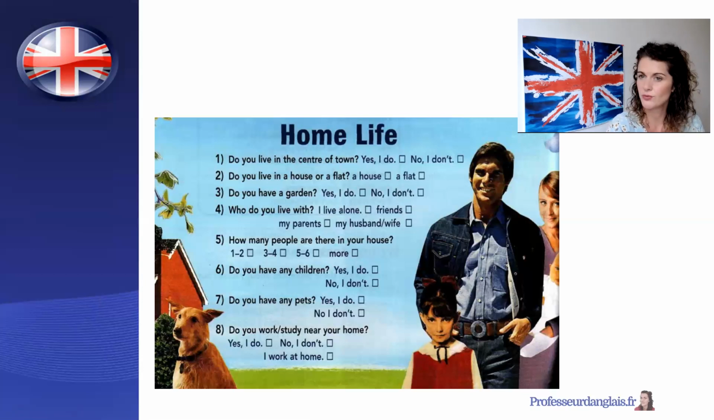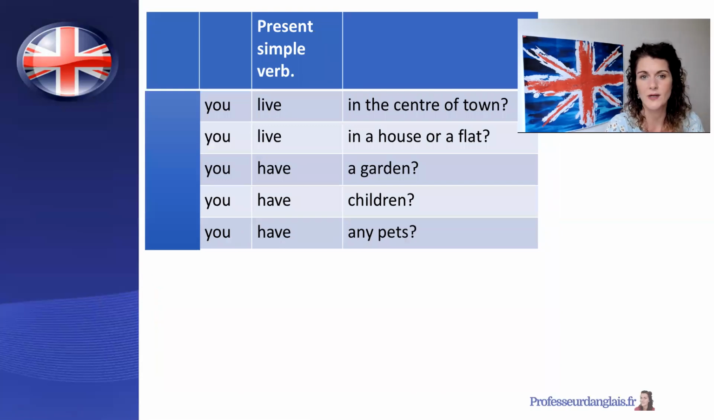So here are some examples of questions about home life. How do we make a question? So you can see in my table here, I have the subject, you. I have my present simple verb, in this case, live and have. And then I have the end of the phrase, in the centre of town, in a house or a flat, a garden, children, or any pets. But there's a very important auxiliary verb missing from the beginning of our question. What was that auxiliary verb?